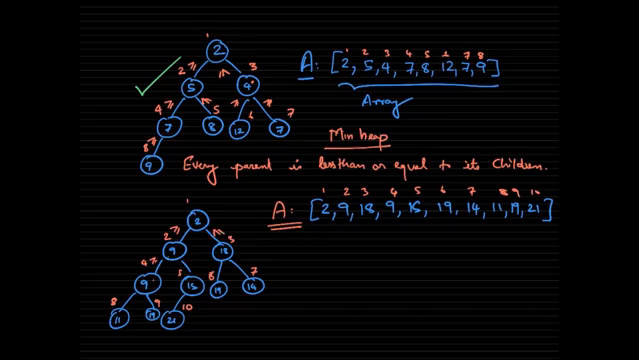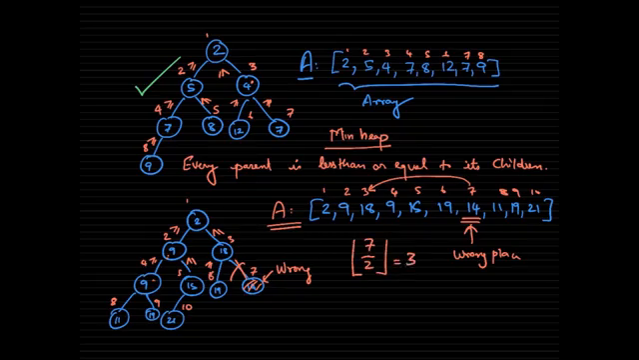Remember, the parent and the child can be the same because it's less than or equal to. 9 is less than or equal to 15, 18 is less than or equal to 19, but here is the violation. So this is wrong. 14 is in the wrong place because its parent, 7 divided by 2, the floor, which is 3, is the element at position 3, which is 18. 18 is not less than or equal to 14, therefore it is not a min heap.